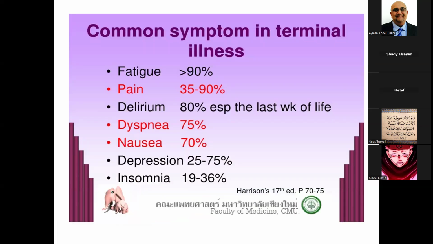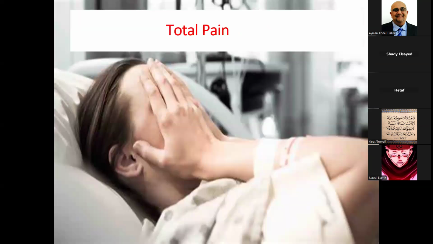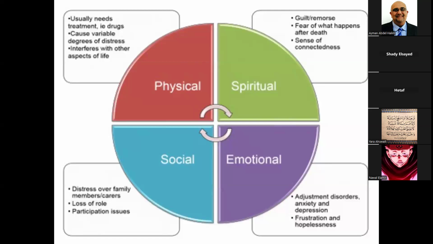According to Harrison, these are the commonest symptoms in terminal illnesses: fatigue, pain, delirium, dyspnea, nausea, depression, and insomnia. We'll start with pain, or total pain. We know that pain is not only physical, it's also spiritual, emotional, and social. This is what we call total pain. This term was coined by Cicely Saunders in the 70s.